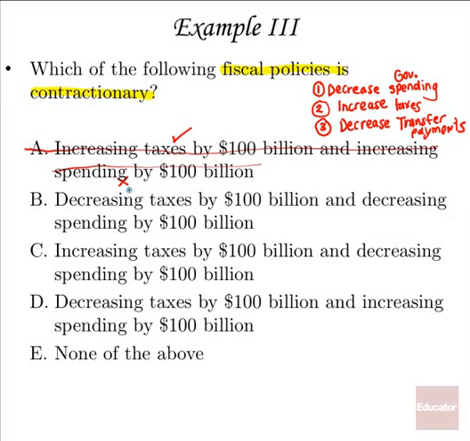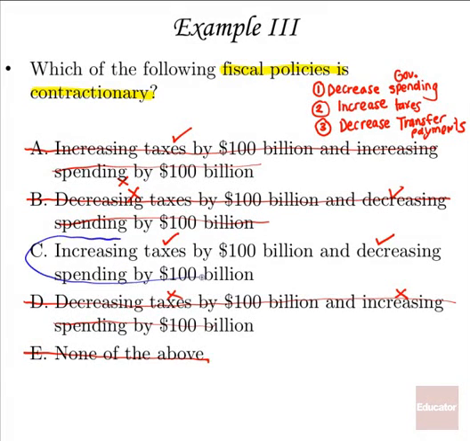Okay. Will decreasing taxes? No. Decreasing spending? Yes, but again, decreasing taxes is an expansionary measure, not contractionary. Increasing taxes, absolutely. And decreasing spending, bingo. This is looking like the correct answer, but let's go ahead and look at the other choices. Maybe there's a better answer. Decreasing taxes, nope. And increasing spending, nope. These are expansionary, so this is incorrect. None of the above, because C is correct, then E is also incorrect. So the correct answer is going to be C.